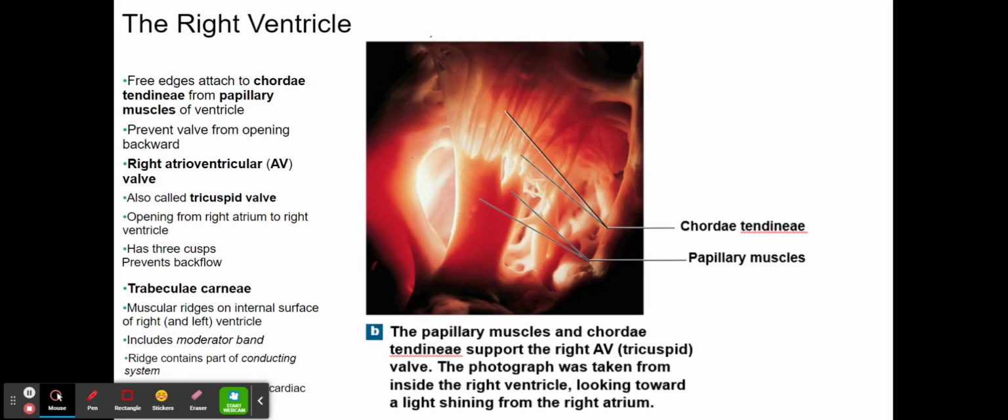The moderator band is a muscular ridge that extends horizontally from the inferior portion of the interventricular septum and connects to the anterior papillary muscle. This ridge contains a part of the conducting system, an internal network that coordinates the contractions of cardiac muscle cells. The moderator band delivers the stimulus for contraction to the papillary muscles. As a result, they begin tensing the chordae tendineae before the rest of the ventricle contracts.